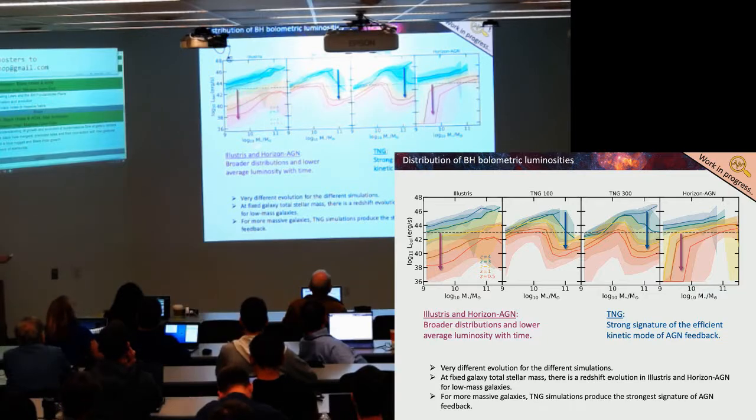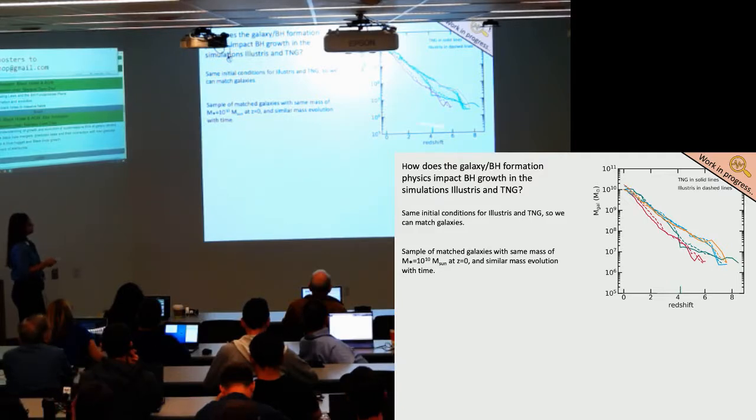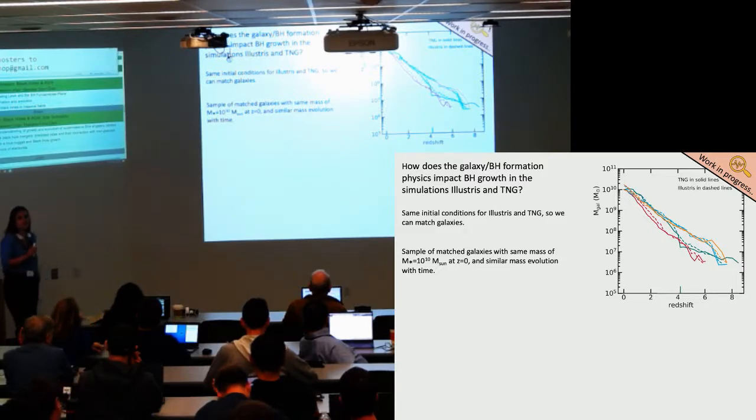We select galaxies of 10^10 solar masses at redshift 0, and we use the merger tree to look back in time at the history of those galaxies. Here I'm showing you the time evolution of the stellar mass of those galaxies. I'm selecting only 4 galaxies, and they are selected to be very similar in terms of the stellar mass evolution.